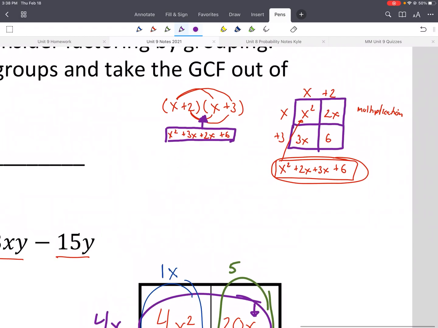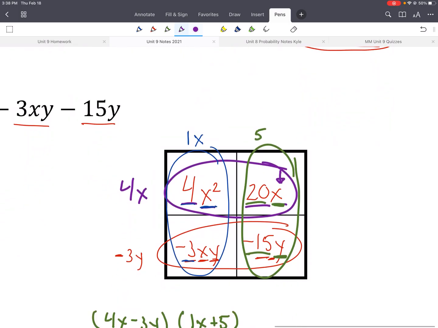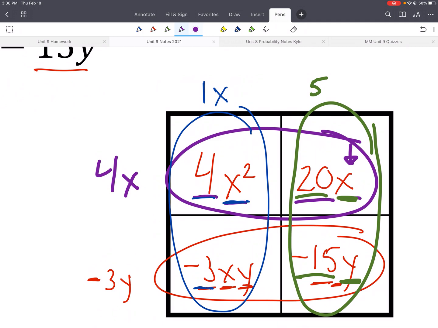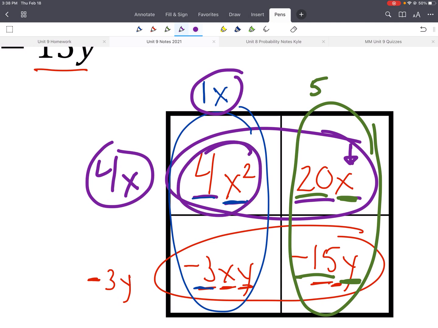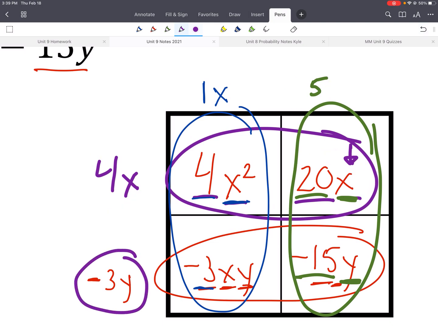just like when we did the box method to distribute, we multiplied the x and the x gave us the x squared. We can always check and make sure we got it right by multiplying. So 4x times 1x gives us 4x squared. Then we'll try 4x times 5. That should give us 20x. It does. Then we'll do the negative 3y times x. That gives us the negative 3xy.